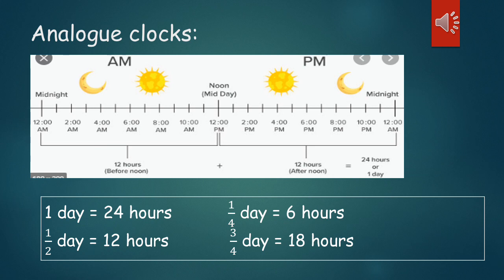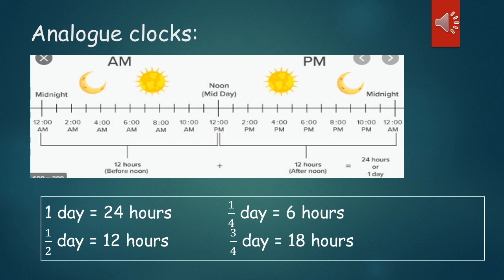Analog clocks. Analog clocks work with AM and PM. AM is from midnight to noon or midday, 12 o'clock in the afternoon. PM is from 12 o'clock to 12 o'clock midnight. That means after midday. It is 2 12-hour periods which add up to 24 hours, which is 1 day.